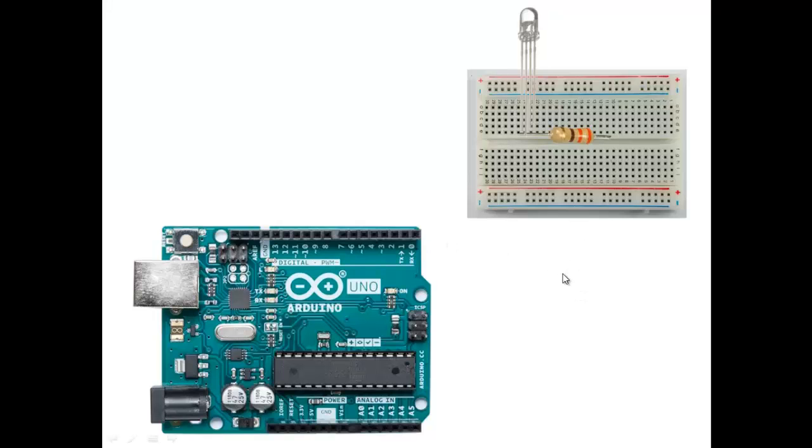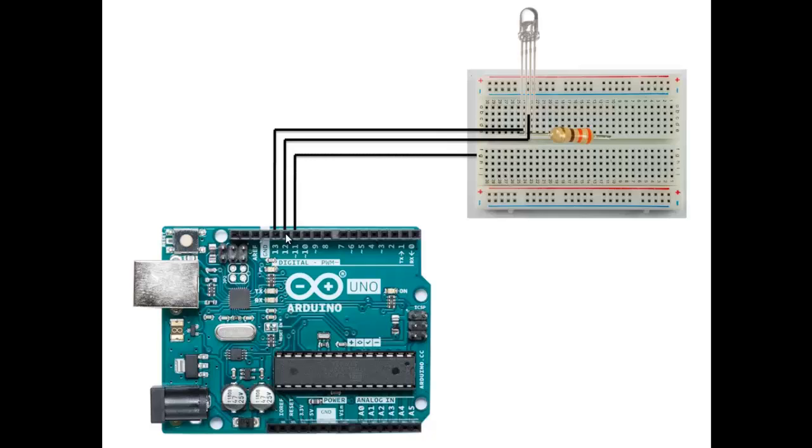Make your circuit as per the instructions. First, connect pin 13 of your Arduino board to one lead of the RGB LED. Second, pin 12 to the other pin of the RGB LED. And last, pin 11 to the last pin of the RGB LED.